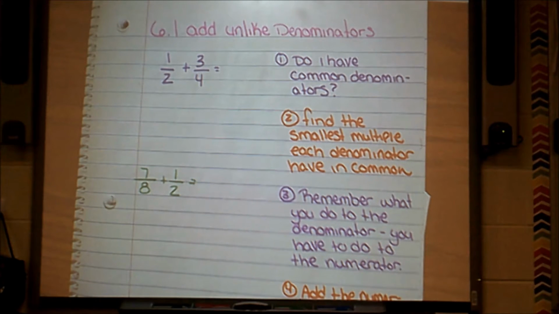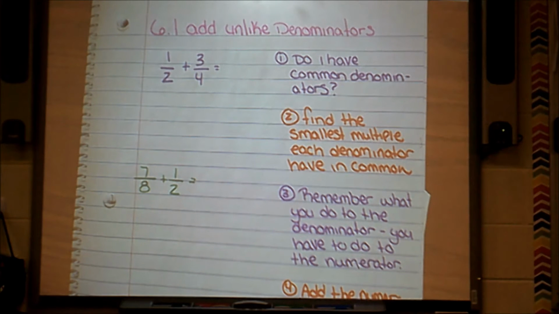Alright, ladies and gentlemen, we are moving into chapter 6. We're going to be working with fractions for the next few chapters. Specifically in this chapter, we are going to be adding and subtracting fractions. So let's play along. I have directions over on the side there for you.